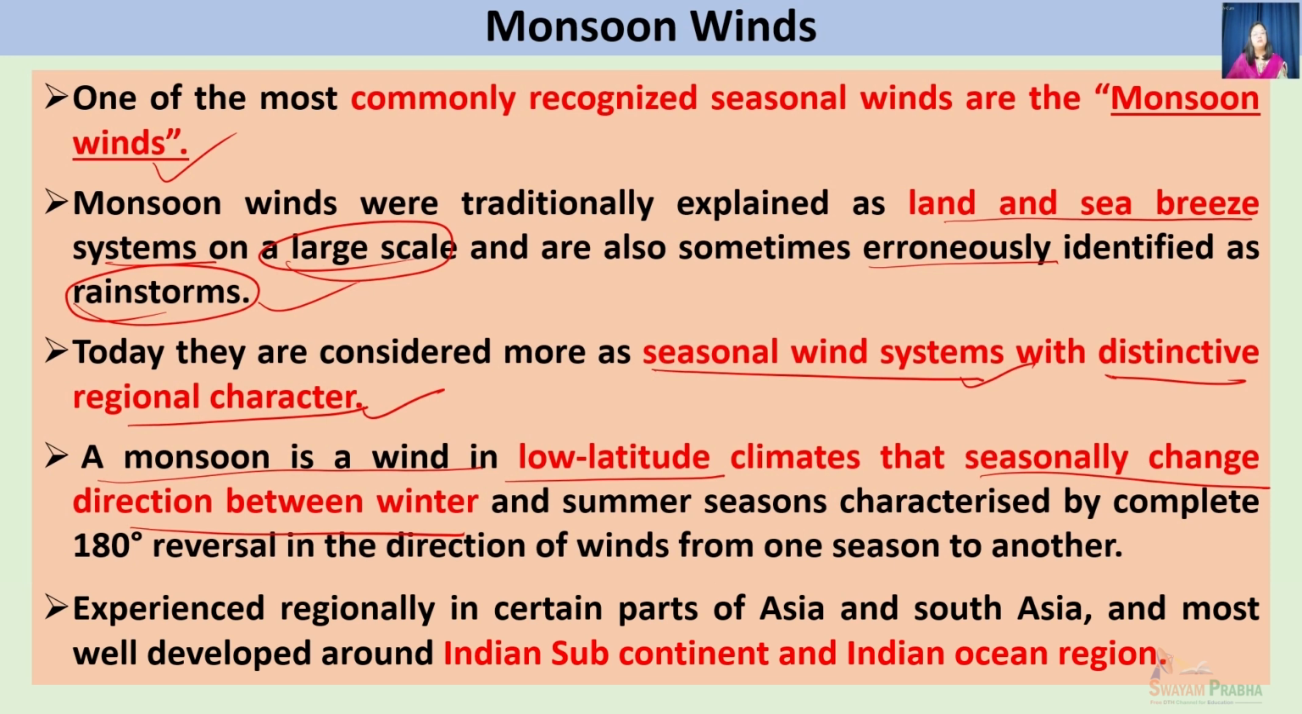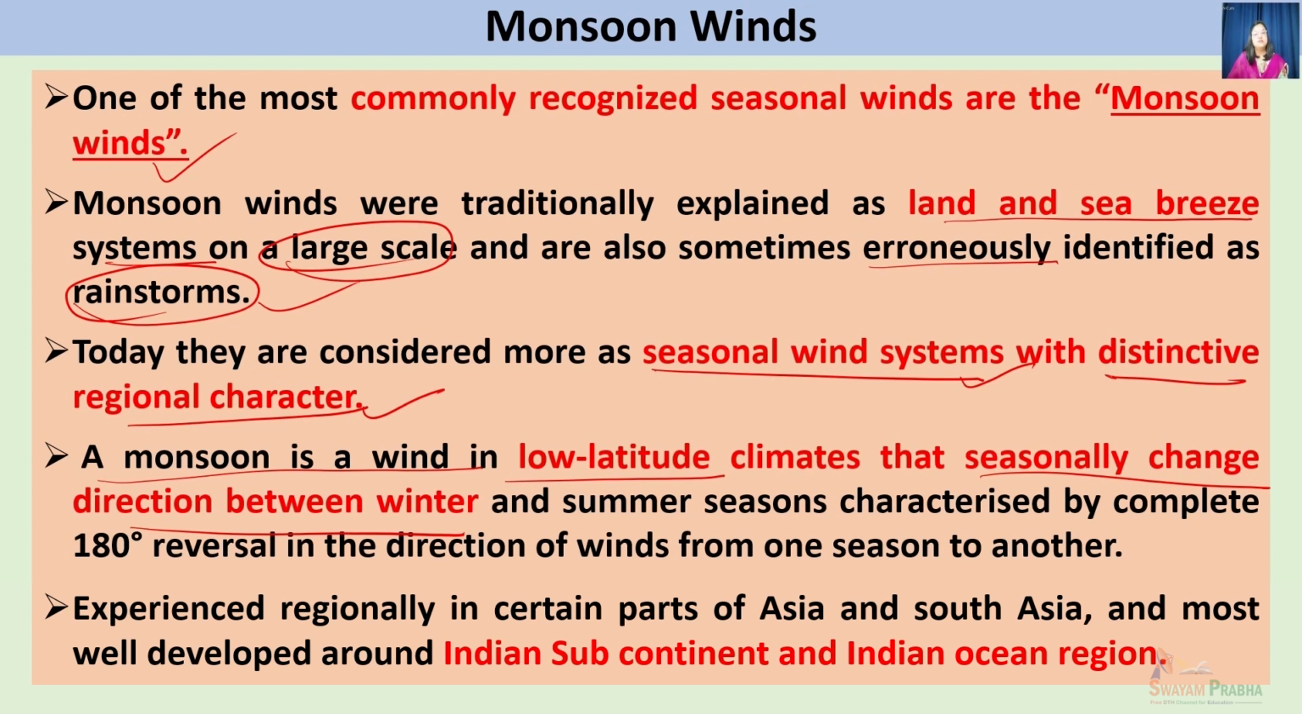So you can see complete reversal of wind system in different seasons of the year, and they are primarily experienced in certain parts of Asia and Southeast Asia, and it is prominently well developed around the Indian subcontinent and Indian Ocean, Bay of Bengal region and Arabian Sea region. So monsoons today are recognized as seasonal wind systems which change their direction with different seasons.